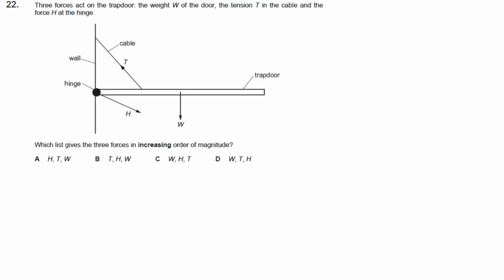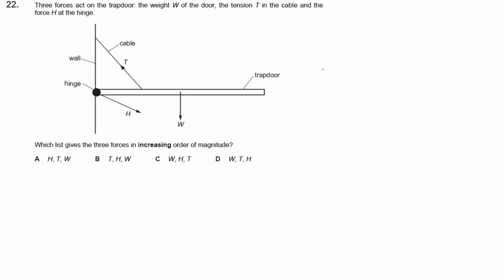Three forces act on a trap door. The weight W on the door, the tension T in the cable, and the force H at the hinge. Which list gives the three forces in increasing order of magnitude? Okay, so first things first, let's try and figure out the individual components of each one.